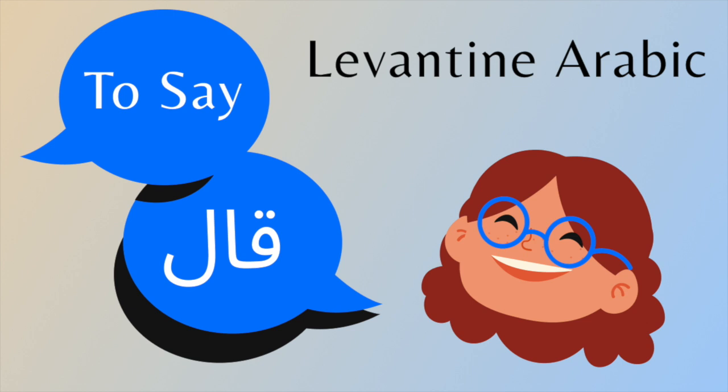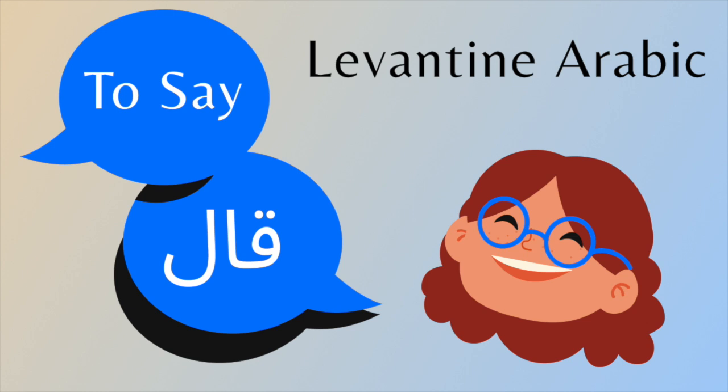Today we're going to learn how to conjugate the verb to say, el, in Arabic in the Levantine dialect. We'll learn the past, present, future, and imperative forms as well as negation. Stick around until the end for some example sentences as well.